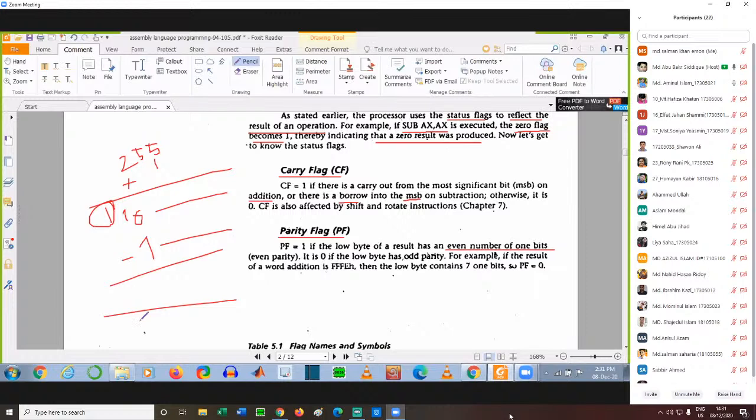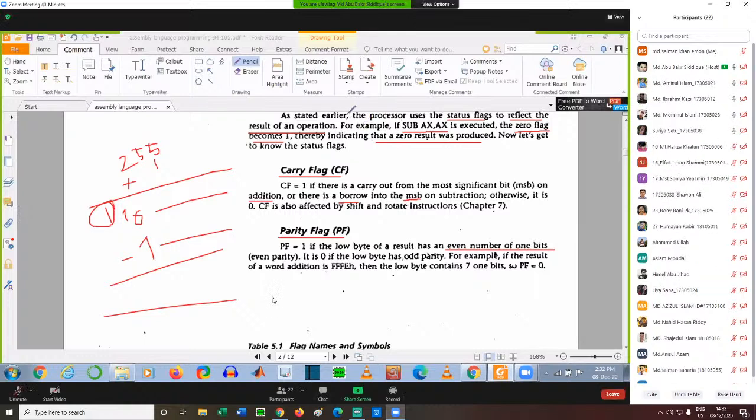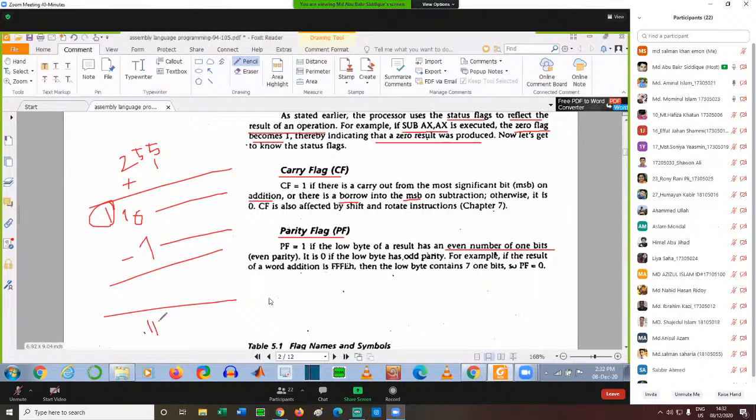That means, how many 1s can the low byte have? In total, how many 1s if all the bits are 1? 8 ones. A byte can have a maximum of 8 ones. So the low byte can have at most 8 ones.